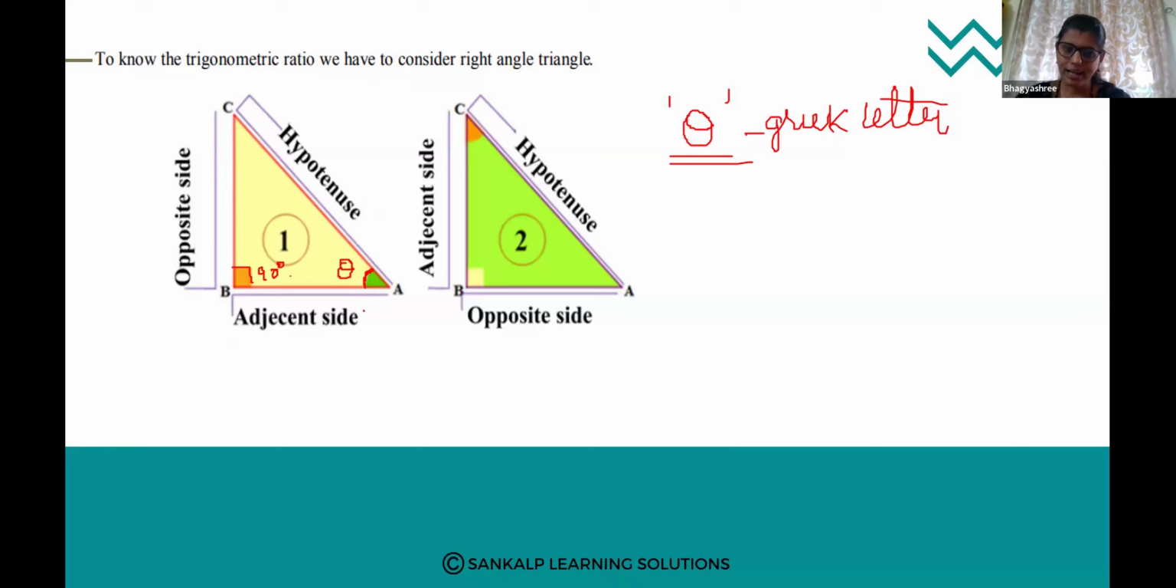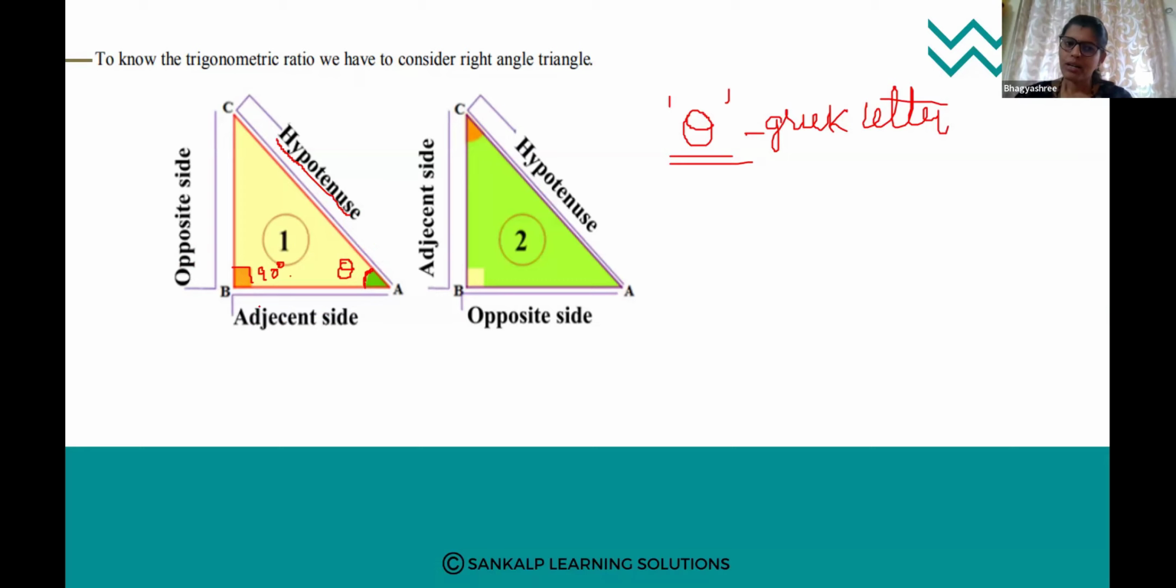See, in this triangle, observe carefully. At point B there is a 90 degree angle. The side which is opposite to the 90 degree is called the hypotenuse. One point is clear. AC is the hypotenuse, because it is opposite to the 90 degree, right?